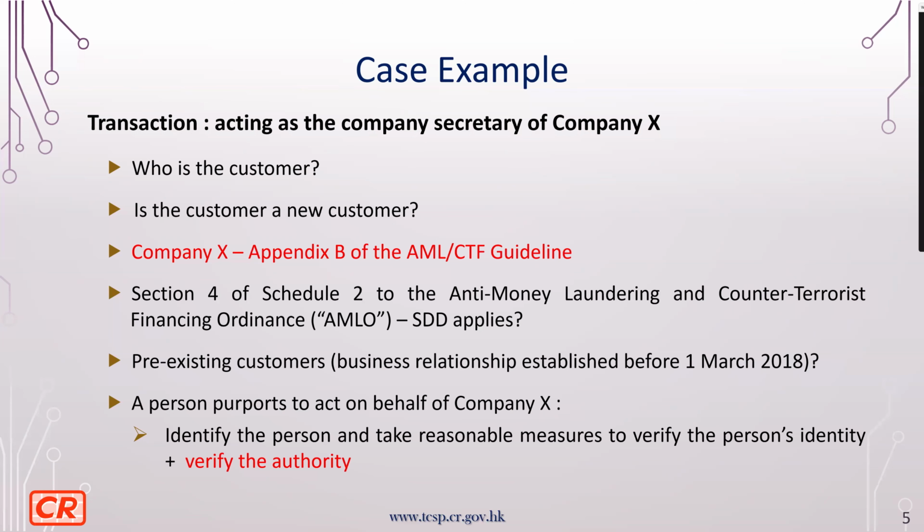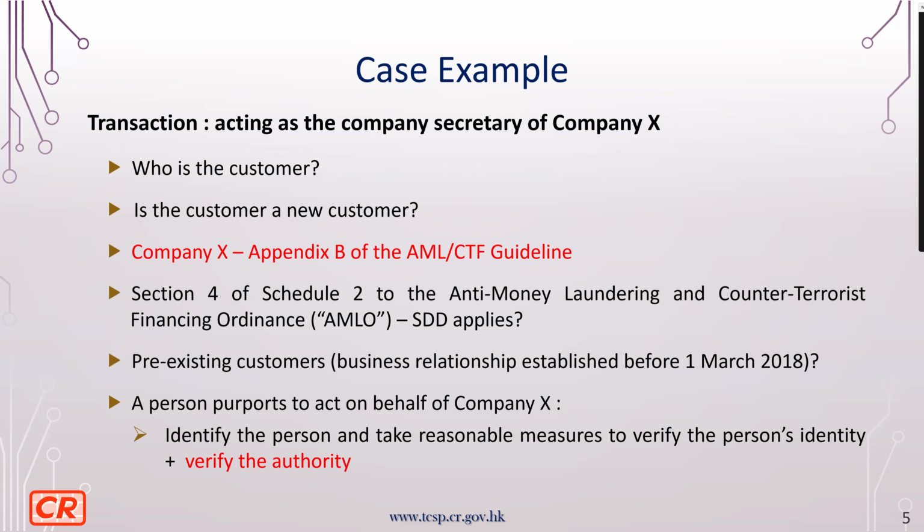information and documents in accordance with Appendix B of the AML guideline, which is applicable when the customer is a corporation. Documents to be obtained include a copy of the certificates of incorporation of Company X, its articles of association, the details of the ownership and control structure of Company X, and a list showing all directors of Company X.